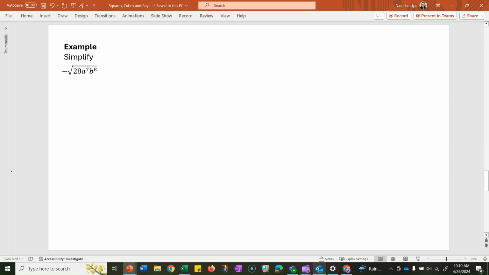So here I have negative square root of 28, a to the 7th, b to the 8th. So once again, I'm going to separate it. And when I have a negative in front, I like to put it with the radical that has the coefficient. And so once again, when I do the square root of 28 and I try to simplify it, I'm going to get negative square root of 4 times the square root of 7. So that gives me negative 2 square root of 7.